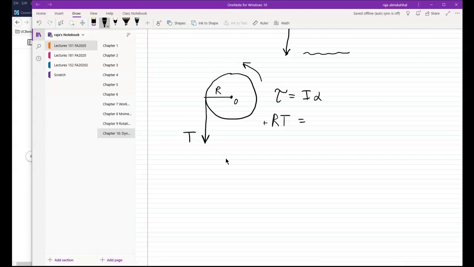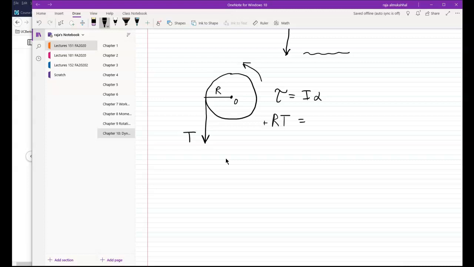Now you can make a trick and draw the whole thing like that. And guess what? See that? It's going to be clockwise, going to be negative. You see what I'm saying? And you're going to end up getting the same answer anyway. So it really doesn't matter how you do it. But make sure your signs are consistent. Get that? So it depends on how you draw it. All right. R T equals I alpha.